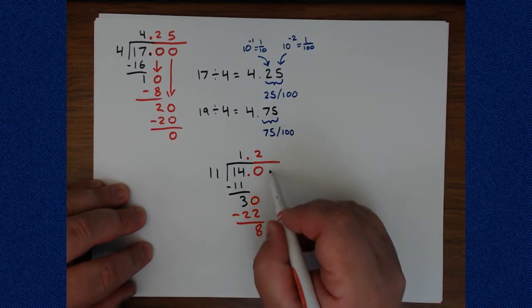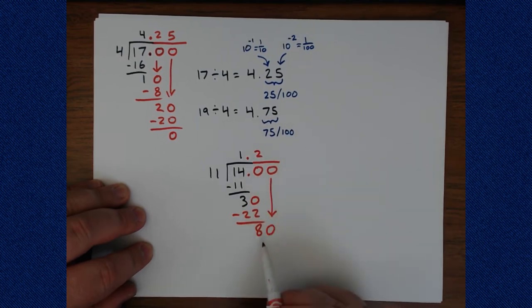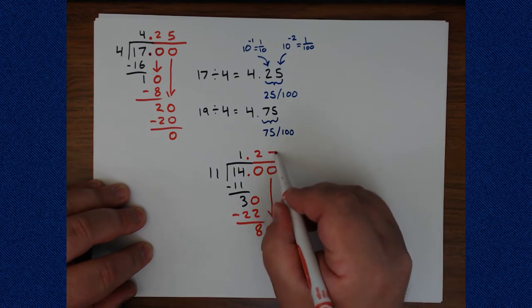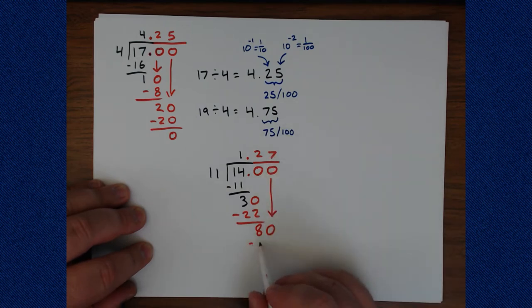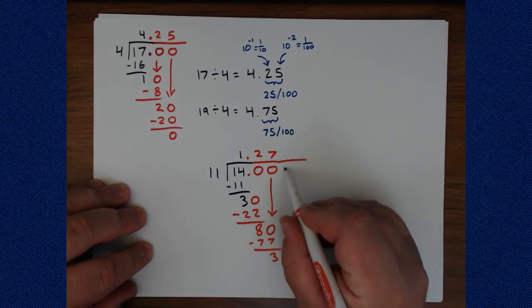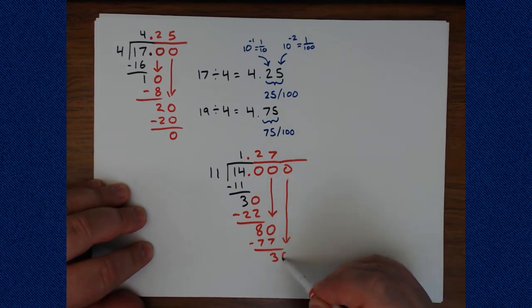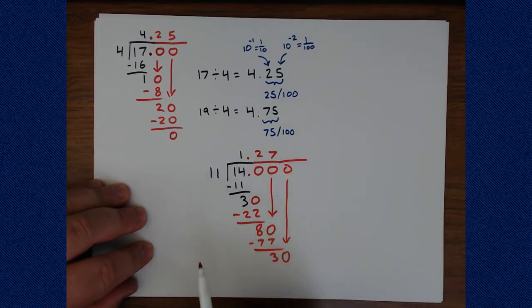I still don't have a remainder of 0, so I'm going to bring down a new 0. Now I've got 80 divided by 11. That goes in 7 times. So I'll subtract 77 from 80. Then I'll get a 3. I don't have a remainder of 0, so I'll introduce a 0. Bring it down. And now I've got 30 divided by 11.